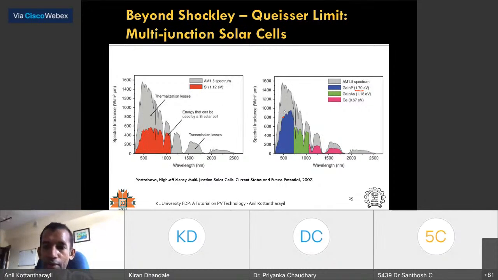So you have lesser thermalization losses, and then you are actually harvesting a larger spread of the spectrum, which means that ideally this can be much more efficient. Okay, that's basically what is done here. The Shockley-Queisser limit is actually broken by using multi-junction solar cells.